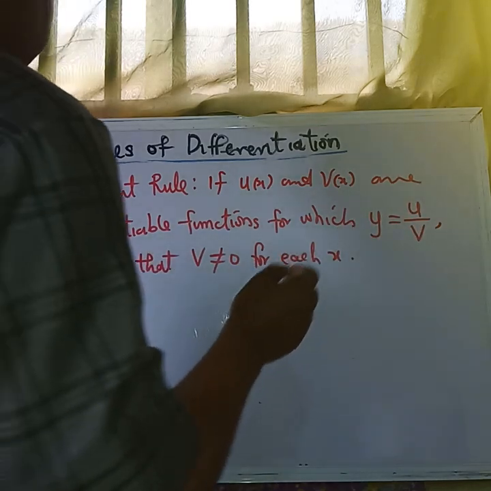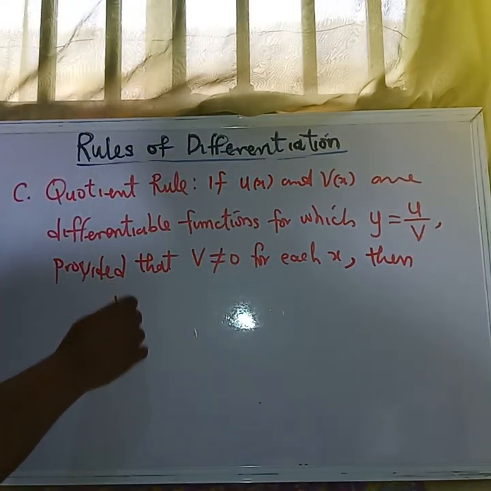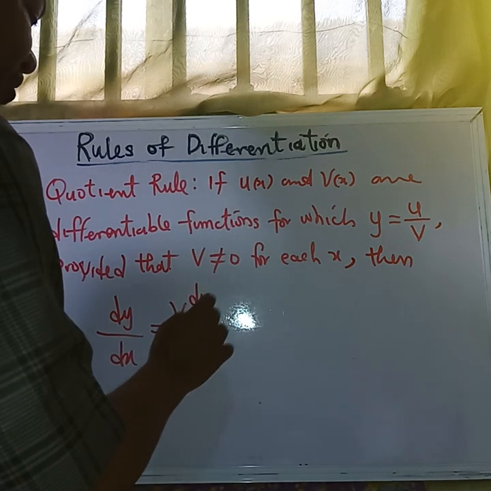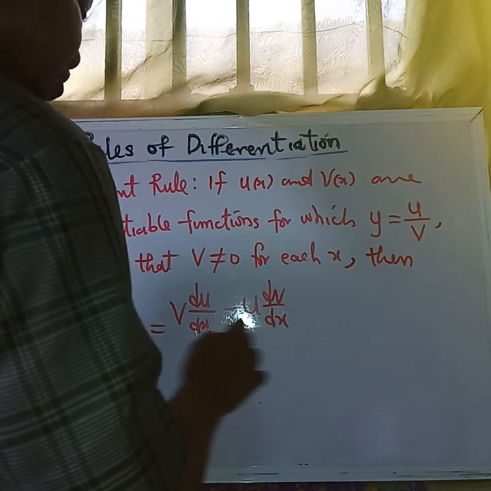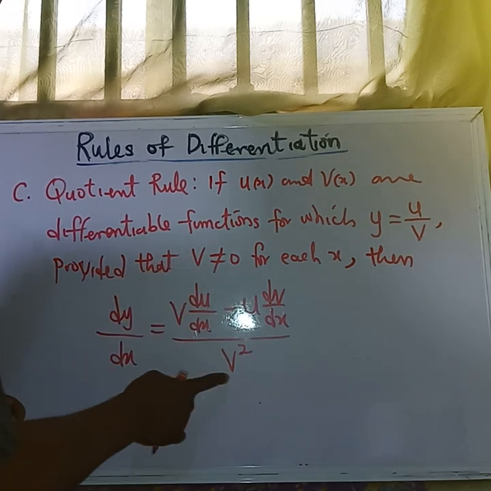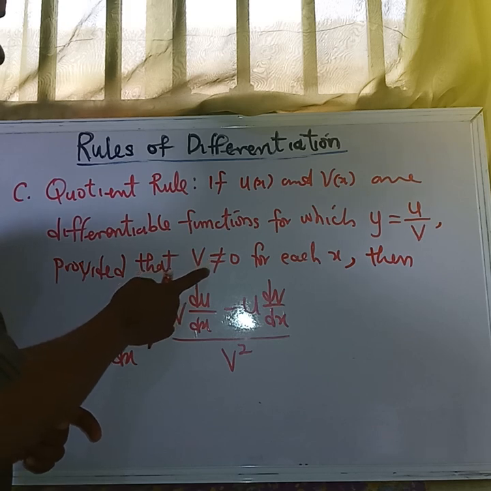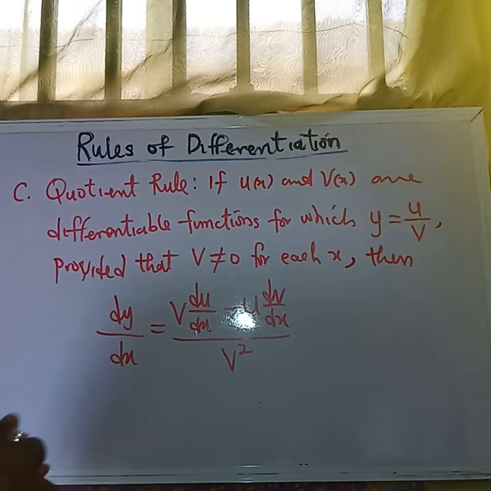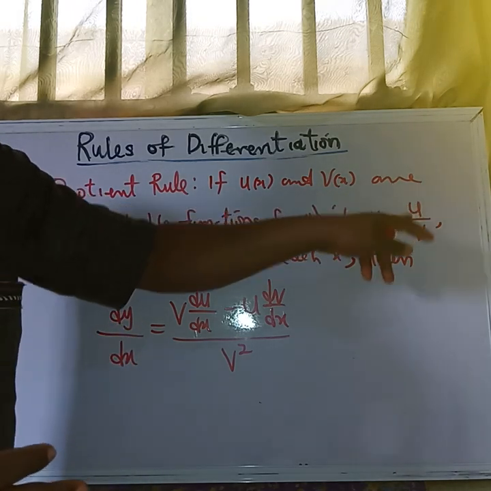If this happens, the slope of y with respect to x is given by v du dx minus u dv dx over v squared. As you can see, the slope also has v as denominator, so that's why v is restricted. This is what we refer to as the quotient rule, and we always use this, as we have said earlier, when we have any function of this form.